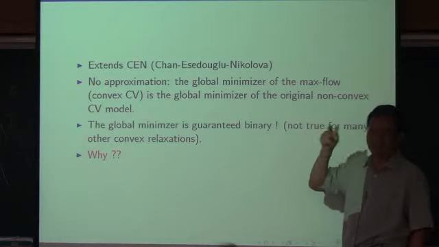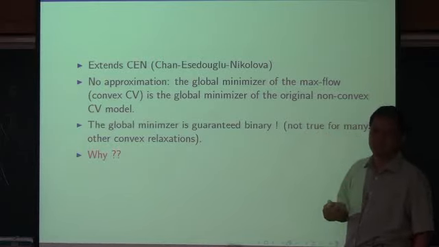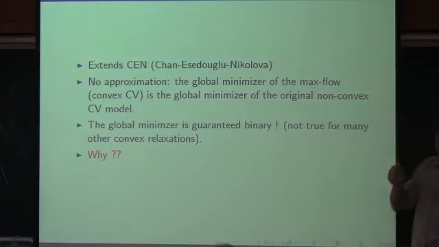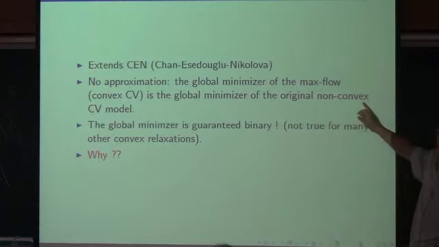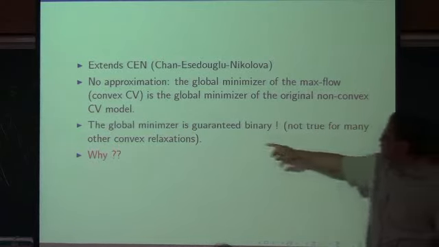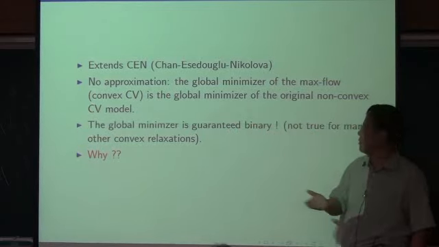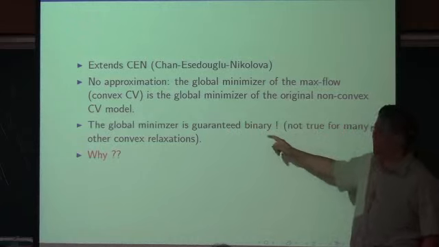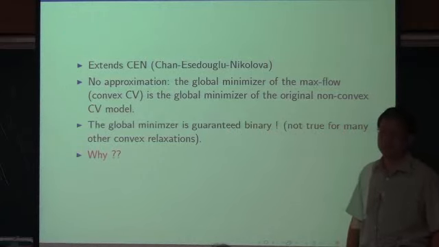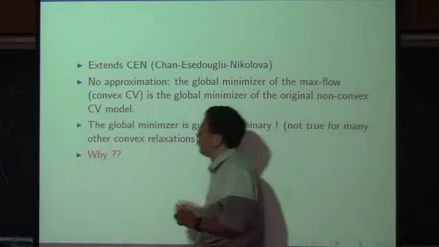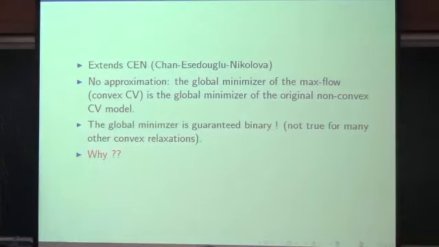But then if you tell them the idea, people start to realize. Even though it's non-convex, we can get a global minimizer, right? And the global minimizer is guaranteed to be binary, so just thresholding, we can prove it. This is not true for many other approaches. So this is the last thing I want to talk about: global minimization.